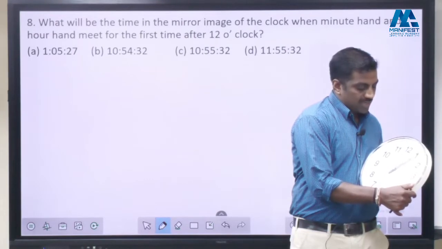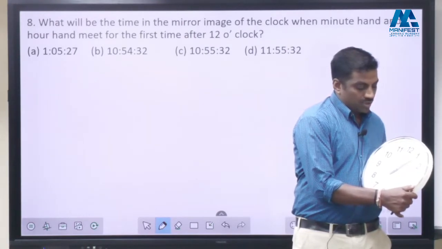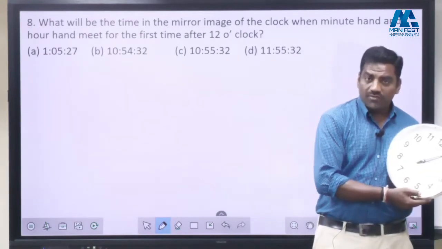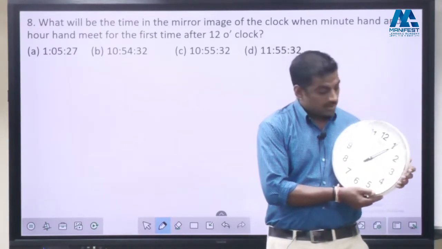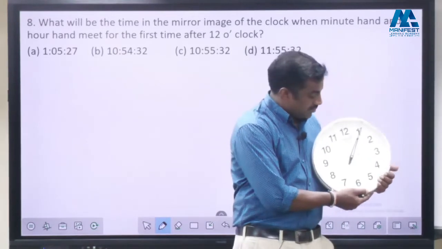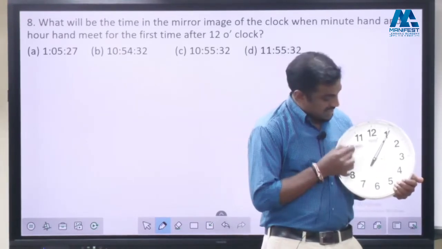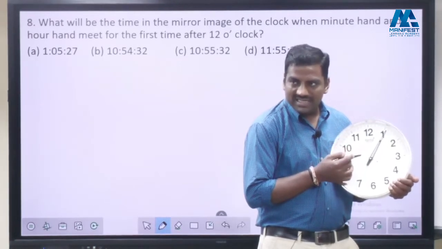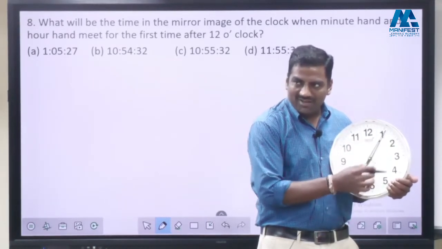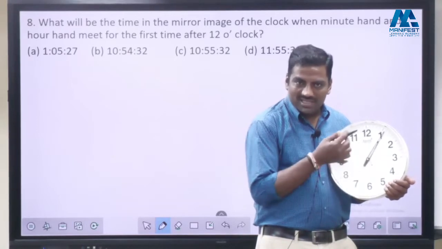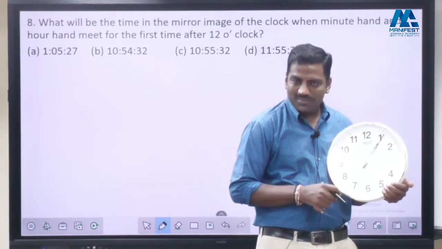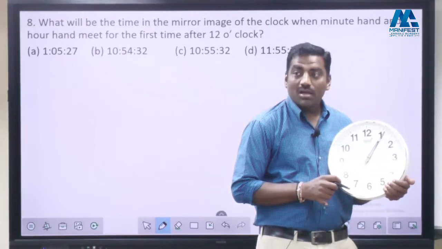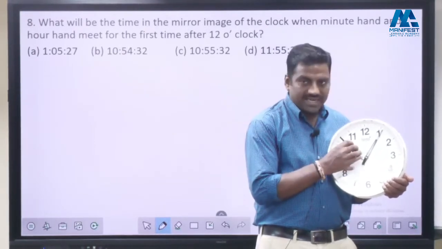So for the first time they are meeting here. That is around 5 minutes and 27 seconds. We have already found out this. So the mirror image of this one, we can directly imagine here. What is that? It is nothing but the meeting of minute hand and hour hand just before 12 o'clock. Yes or no? Now tell me, where do you imagine the minute hand? Crossing 10 or crossing 11?